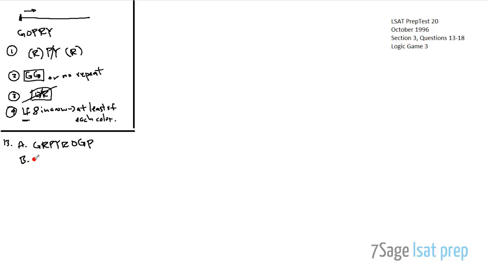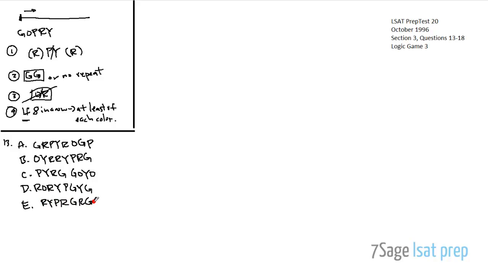Choice C: P-Y-R-G-G-O-Y-O. Choice D: R-O-R-Y-P-G-Y-G. And answer choice E: R-Y-P-R-G-R-G-G. Okay, so now we're just going to look for things that are wrong with them. Let's start with, actually, this one's probably the easiest to.